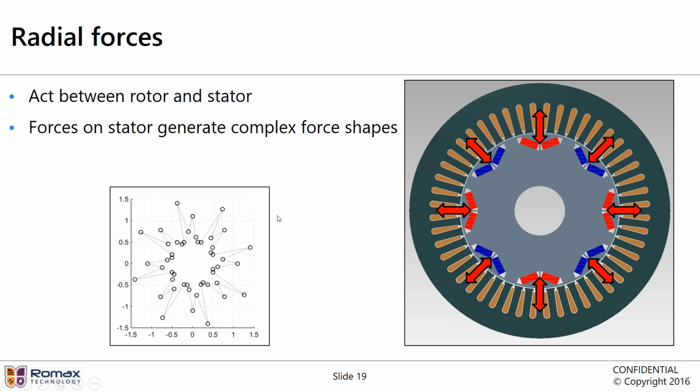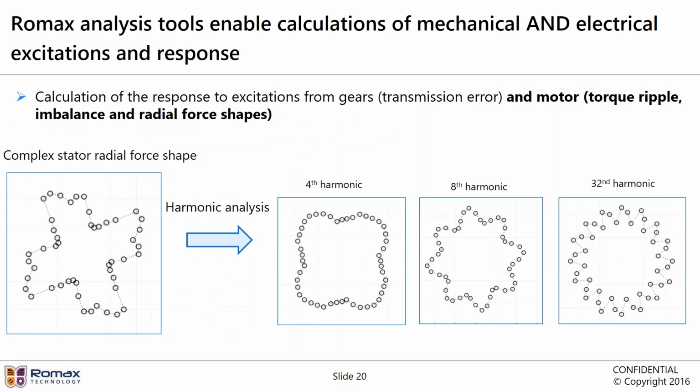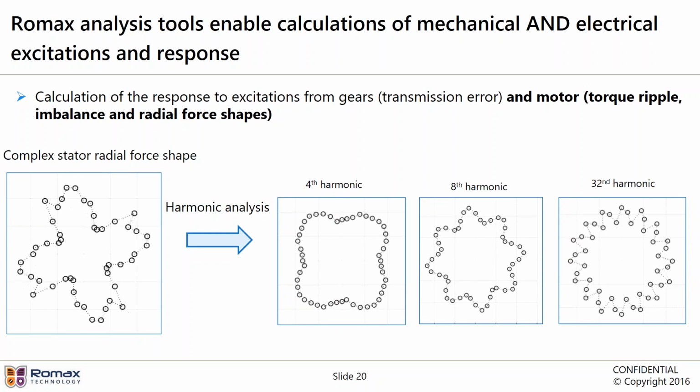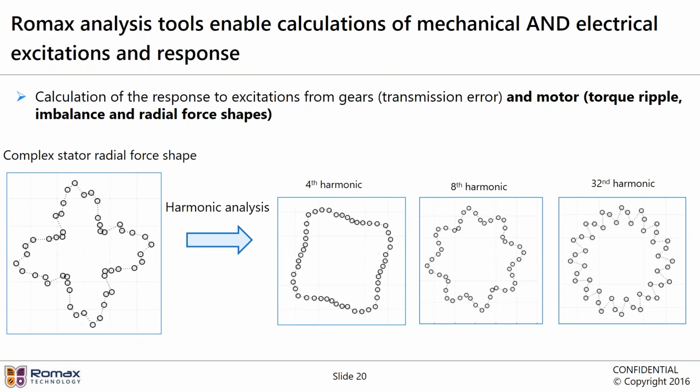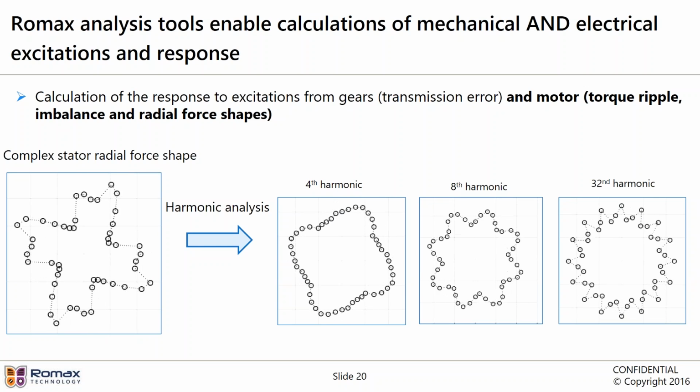What are radial forces? These are forces that act again in the radial direction between the stator and rotor. And although the forces on the rotor tend to cancel out, especially if you're looking at inner rotors, the stator teeth see quite complex force shapes like the one we see on the left.